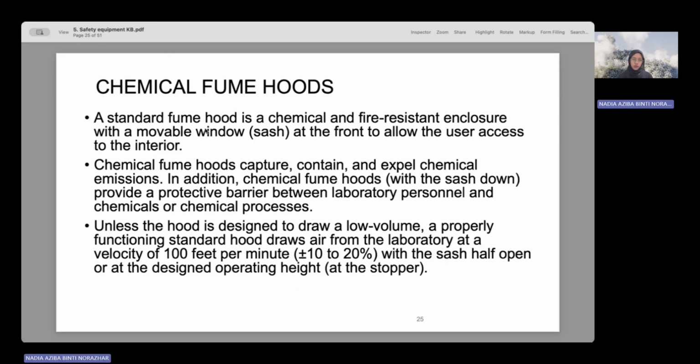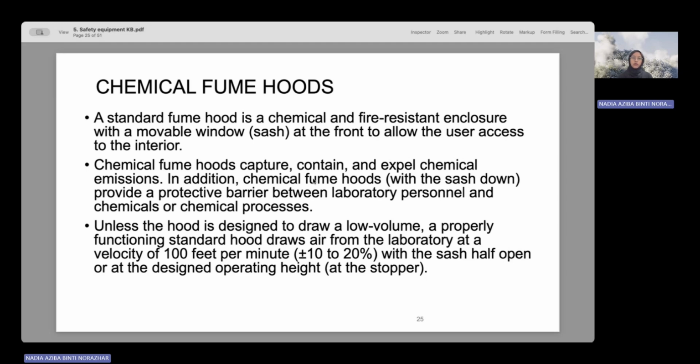Well, under the basic safety equipment, we'll be discussing chemical fume hoods. What is a fume hood? It is a chemical and fire-resistant enclosure with a movable window, or sash, front to allow the user access to the interior. It also captures, contains, and expels chemical emissions.